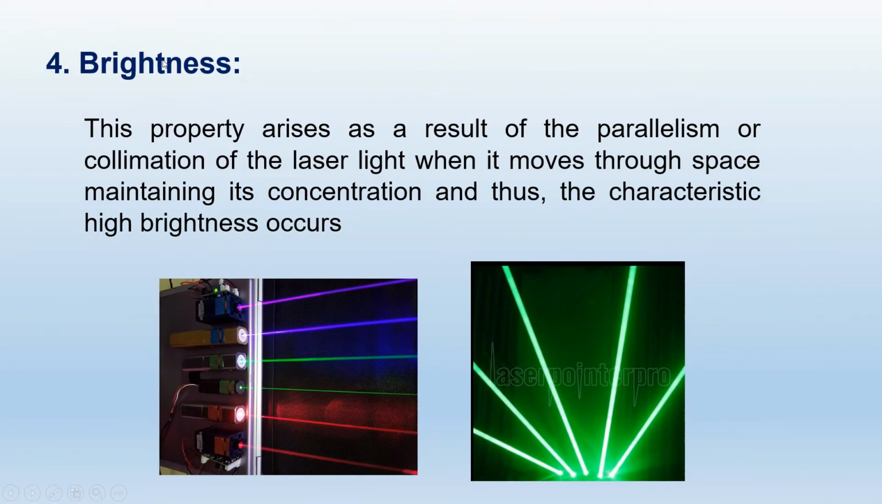Another property of the laser light is brightness. This property is a result of the parallelism and collimation of the laser light when it moves through space. It can maintain its concentration, and thus the characteristic of high brightness occurs.